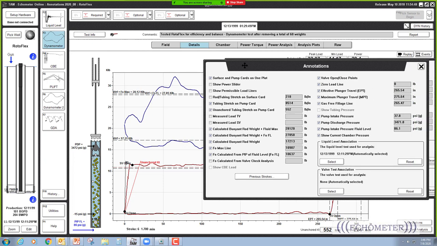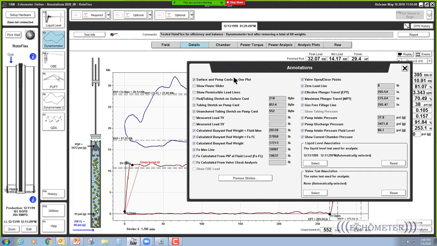A few times it has helped me identify a problem when the pump card didn't fill the whole screen, because with it on its own plot, it looked like it was a big load, but it was a little tiny pump card. And so it's somewhat important to me to put them all on one plot. So usually I check that.